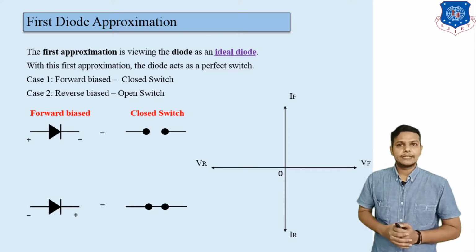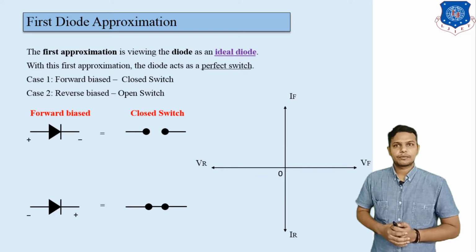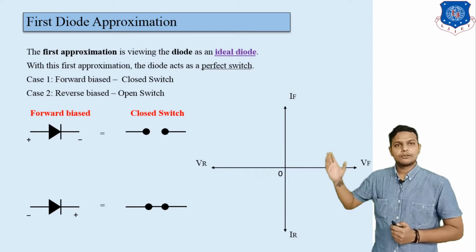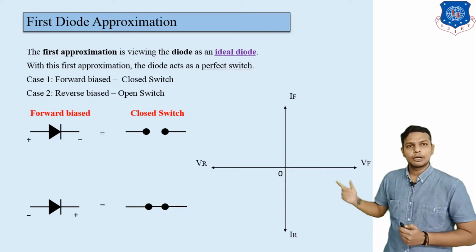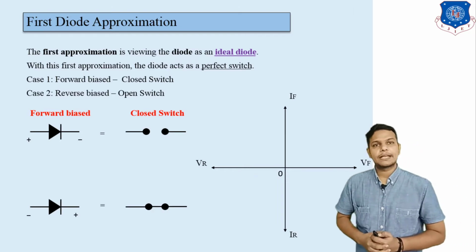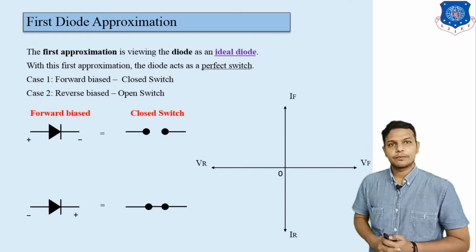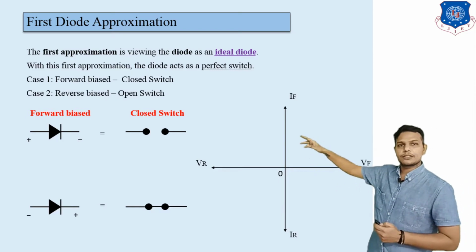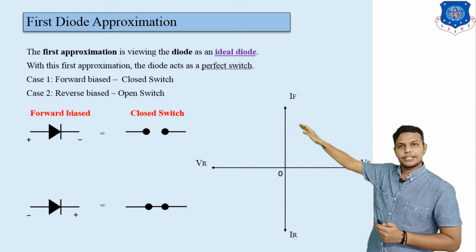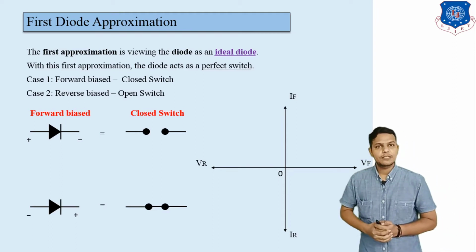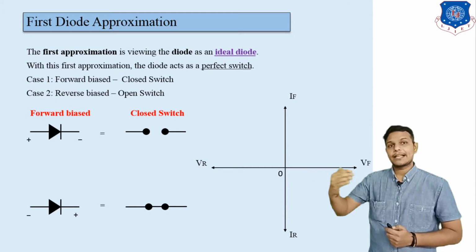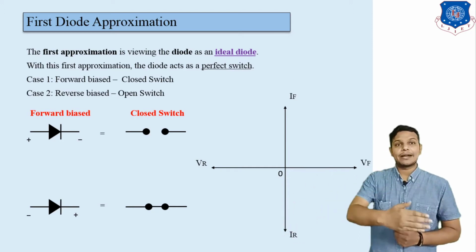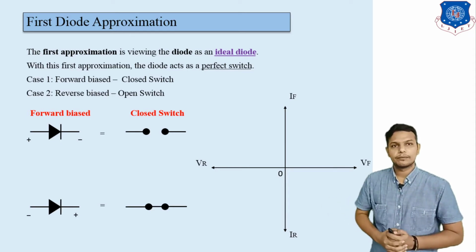In the first approximation, the diode acts as a perfect switch. There are two cases. Case number 1 is forward bias, which means a closed switch. Case number 2 is reverse bias, which means an open switch. Taking case number 1, forward bias, means current always flows from anode to cathode, from plus to minus, in the direction of the symbol.